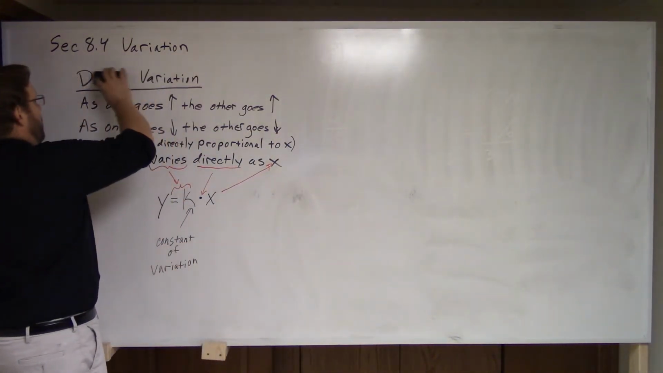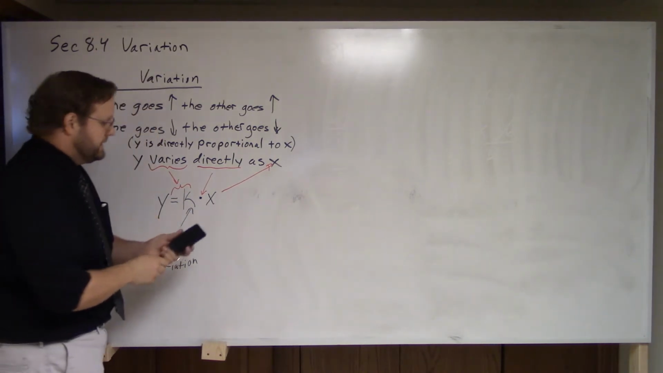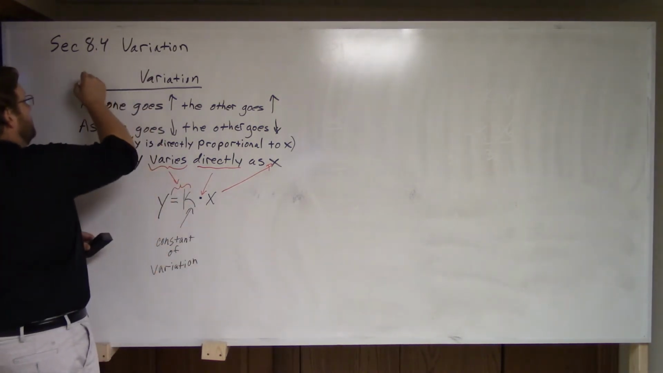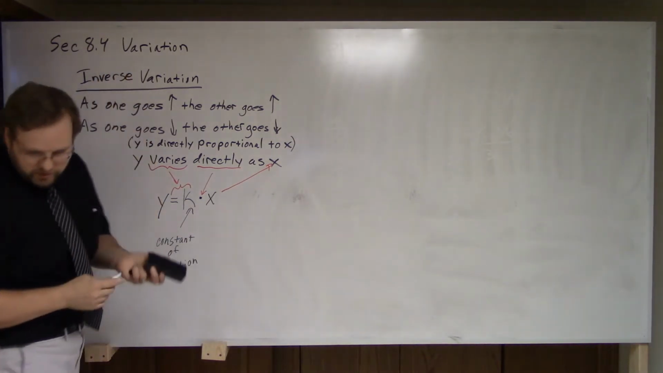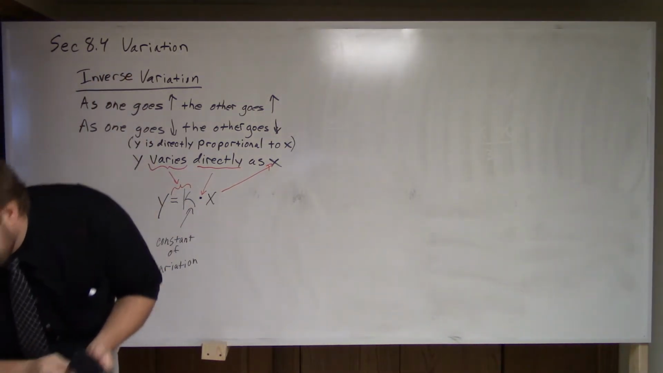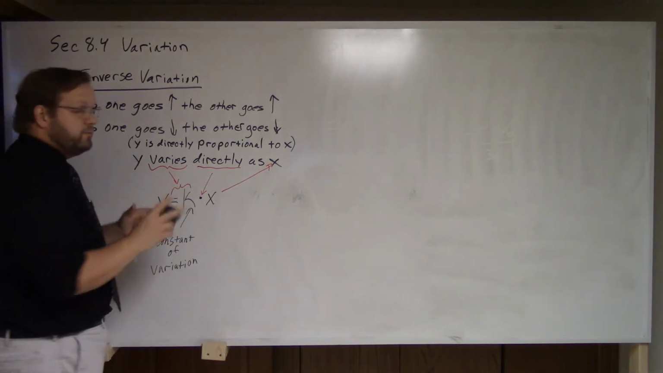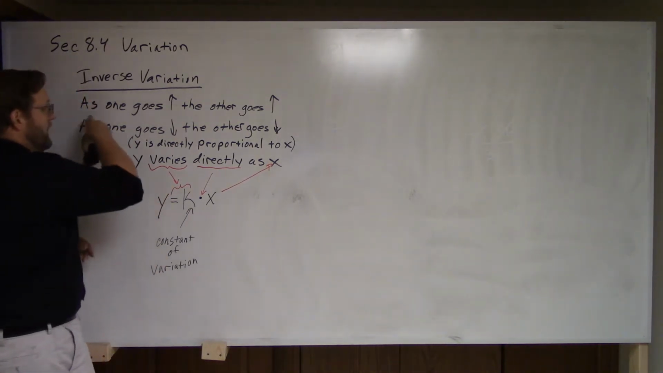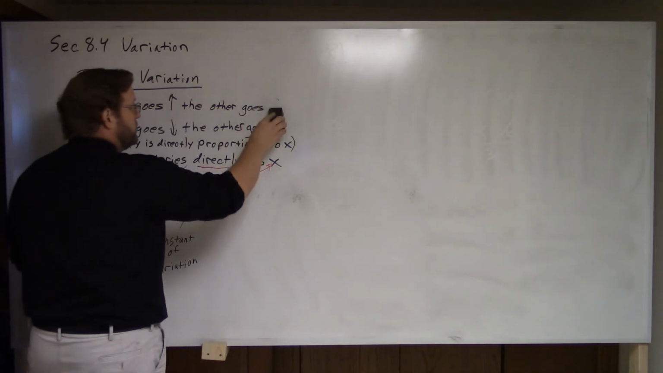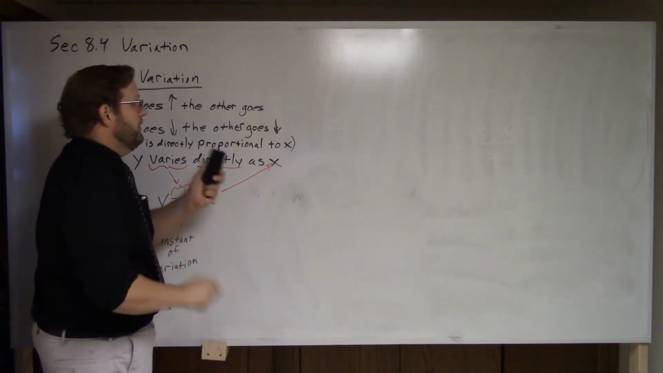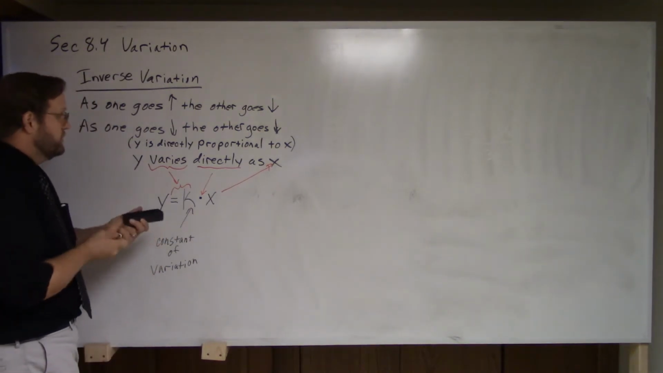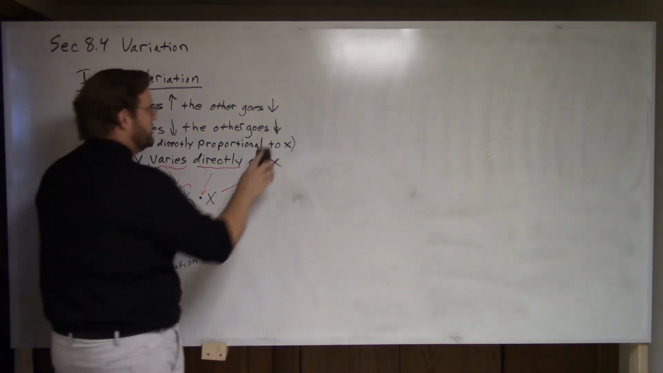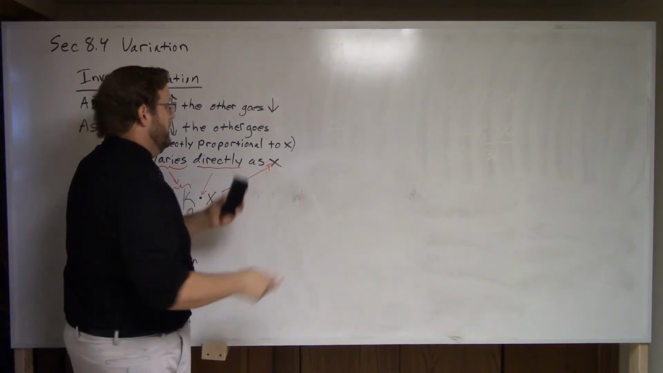Okay, what we're going to do now is go into what's called inverse variation. Okay, now inverse variation works differently. As one goes up, the other should be going down, the inverse direction of what the original is doing. As one goes down, the other should be going up.